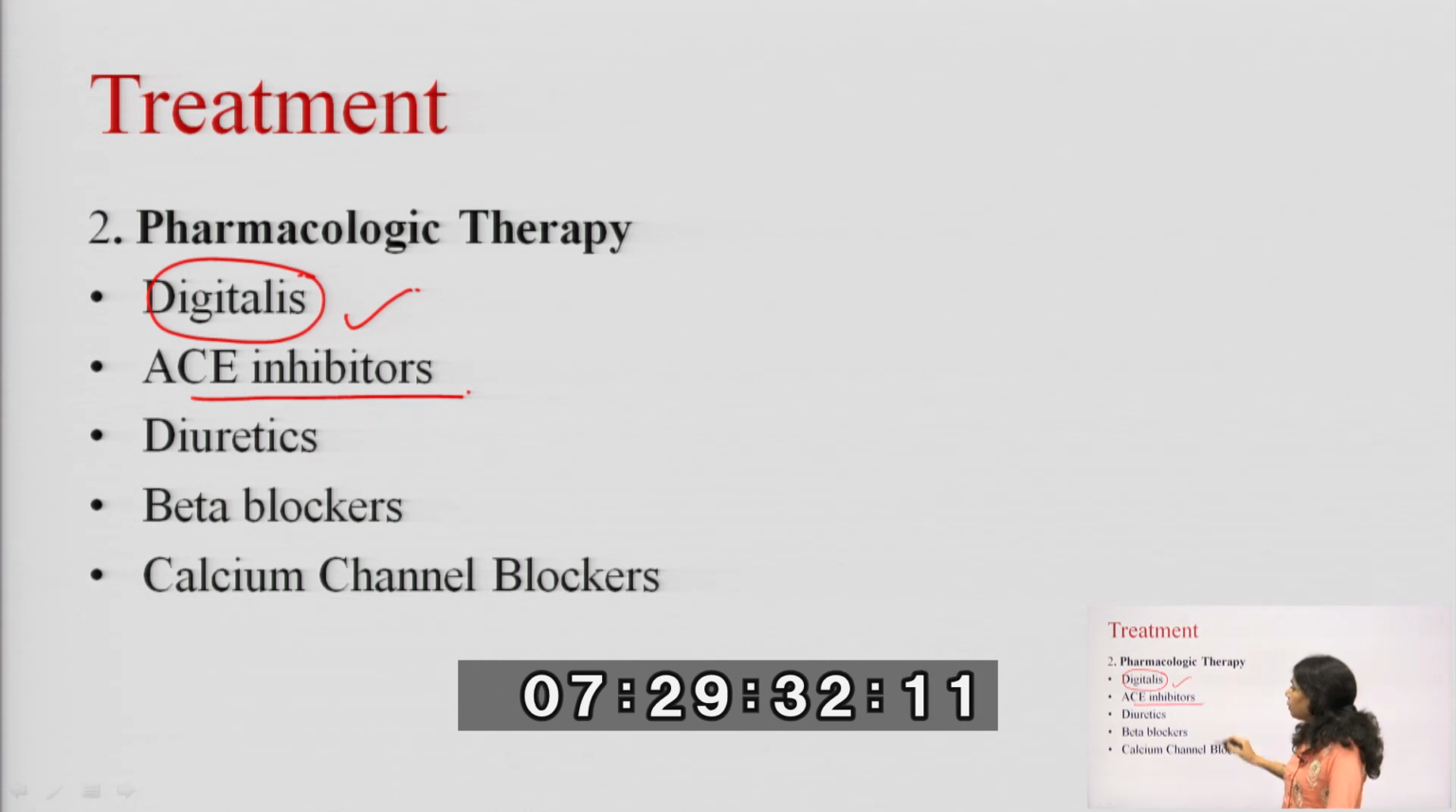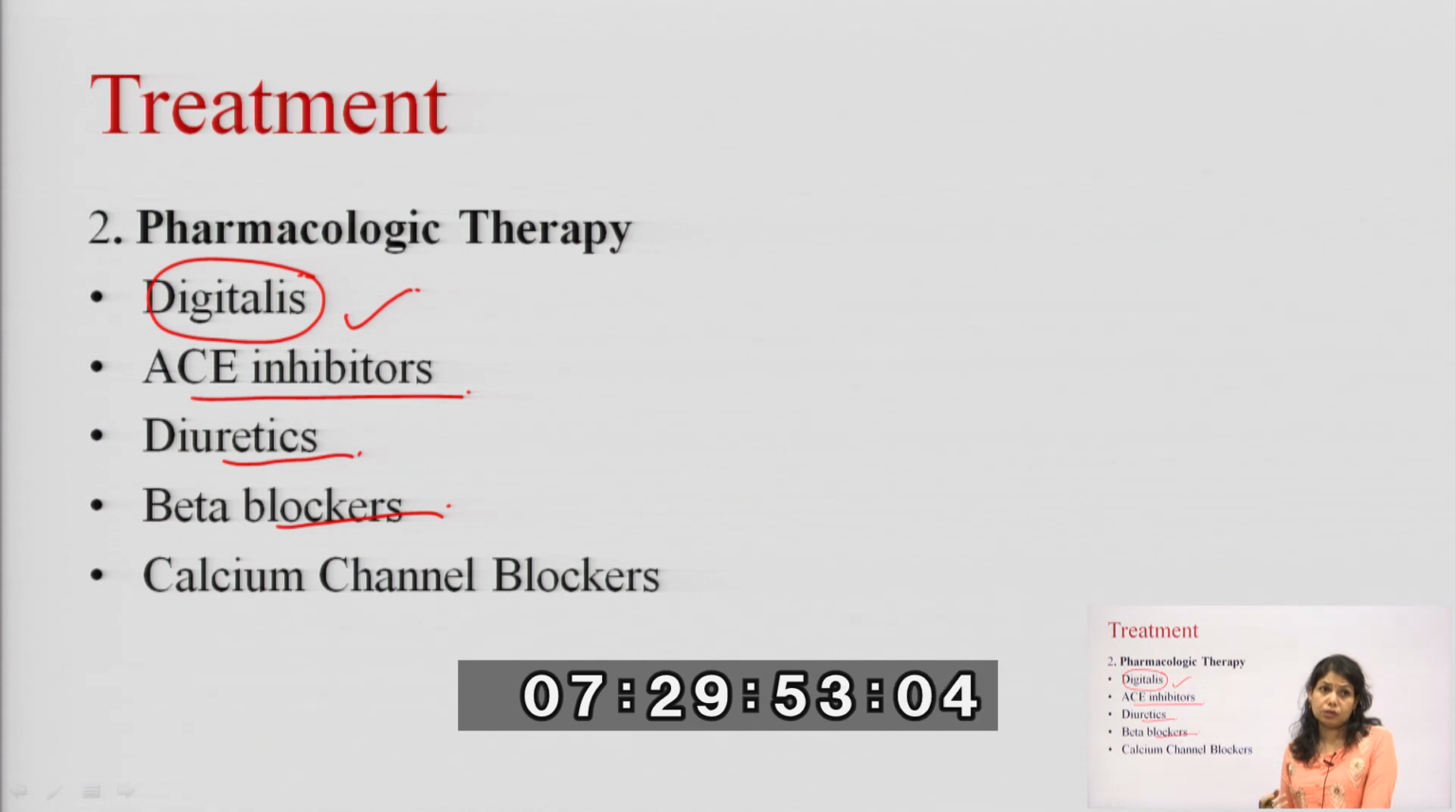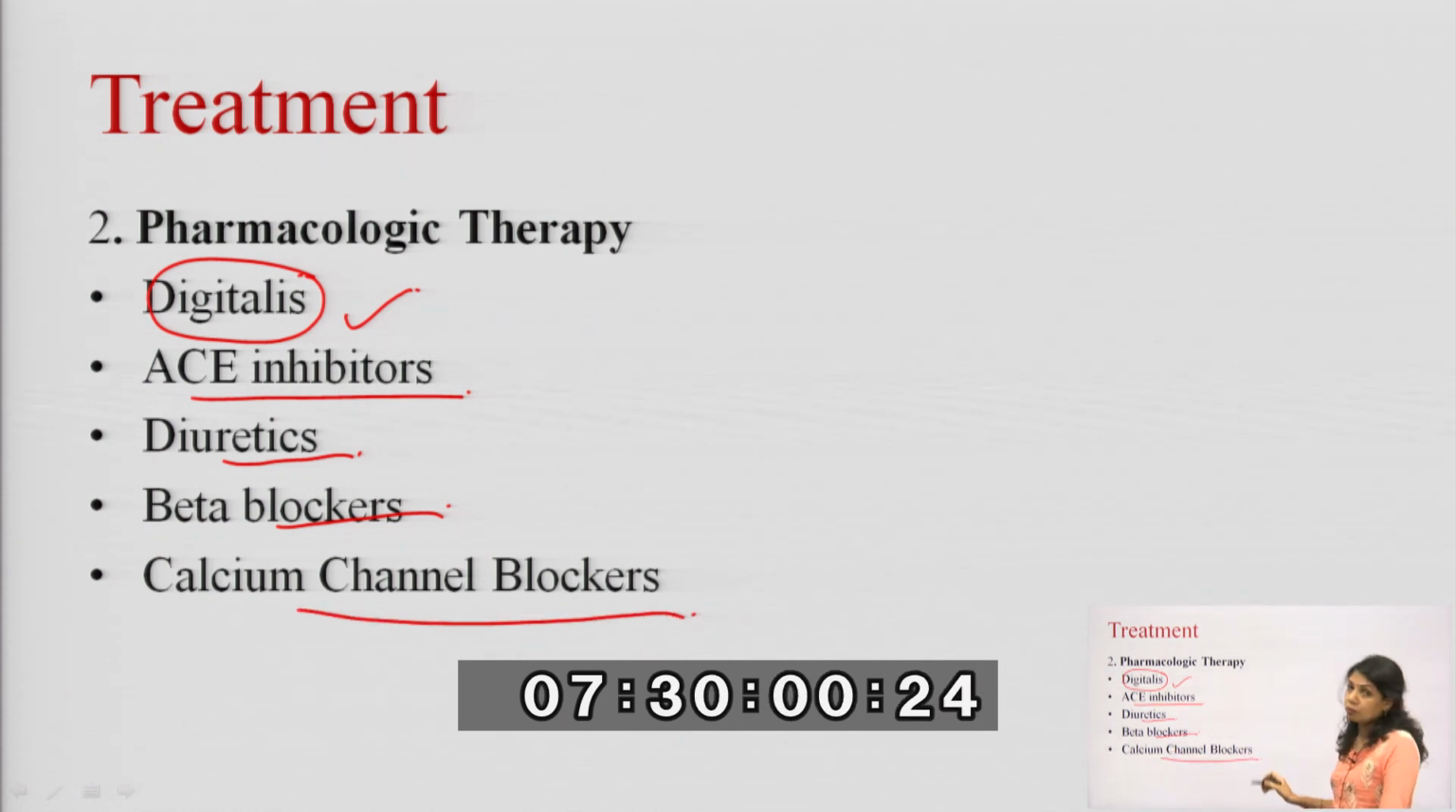Then ACE inhibitors, angiotensin converting enzyme inhibitors, we have to give. Then diuretics we have to give, diuretics, that which increase the flow of the urine. Beta blockers we have to give, beta blockers again because they maintain the heart rate, they cause decrease in the heart rate. So, beta blockers we have to give, and then finally the calcium channel blockers. So, this is the pharmacological therapy that we have to give for the treatment of congestive heart failure.